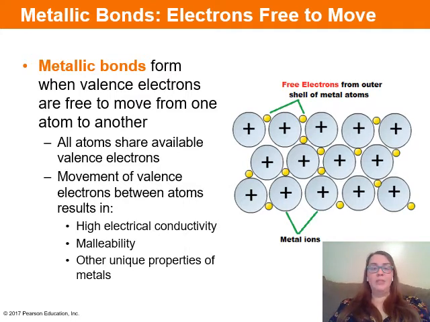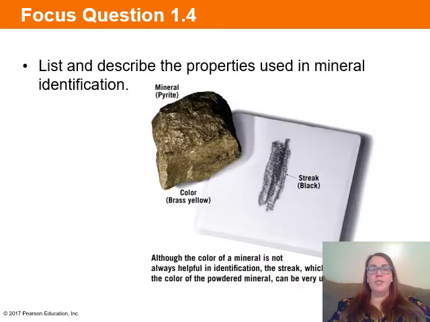And then metals also have some other unique properties, like a luster, which we'll get into in a few minutes. So when we look at our minerals, there are certain physical and chemical properties we want to use in order to identify them or figure out exactly what mineral we're looking at.